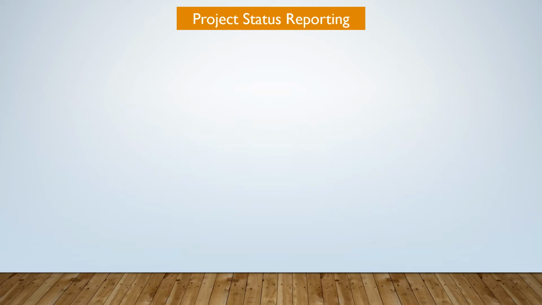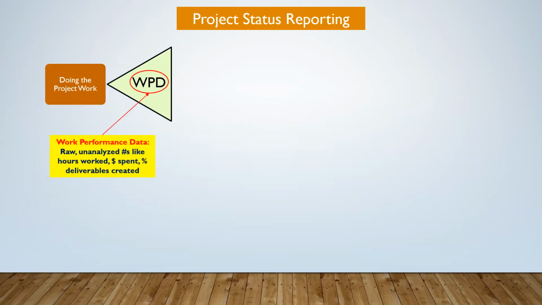Project status reporting starts by doing the project work. As the team is doing the work, the project manager must collect work performance data. That means asking the right questions to understand the raw unanalyzed numbers like hours worked, money spent, and percentage of deliverables created, or how much work was done.